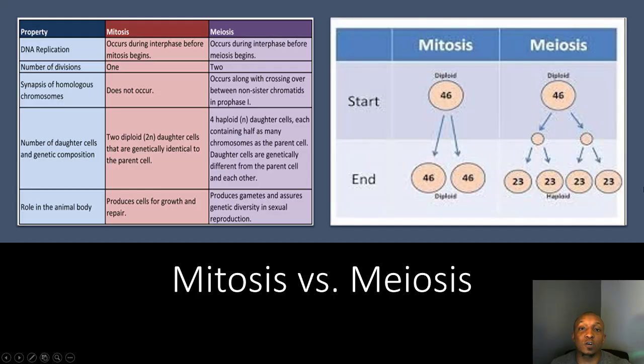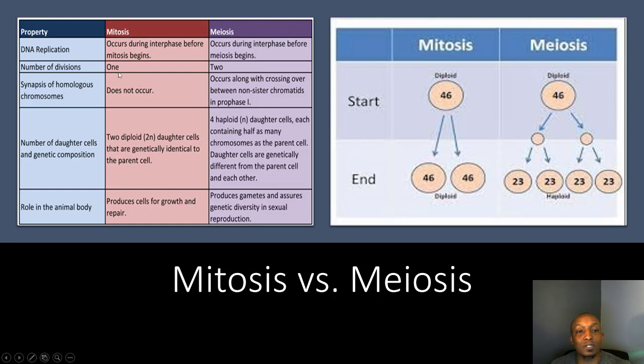And now let's take a closer look at mitosis versus meiosis. So we'll start off with DNA replication. DNA replication occurs during interphase before mitosis and meiosis begin, so it's the same for both of them. But if we look at the number of cell divisions, mitosis only has 1 cell division, while meiosis has 2 cell divisions. And then if we look at the synapsis of homologous chromosomes, what we're looking at is the crossing over of homologous chromosomes.